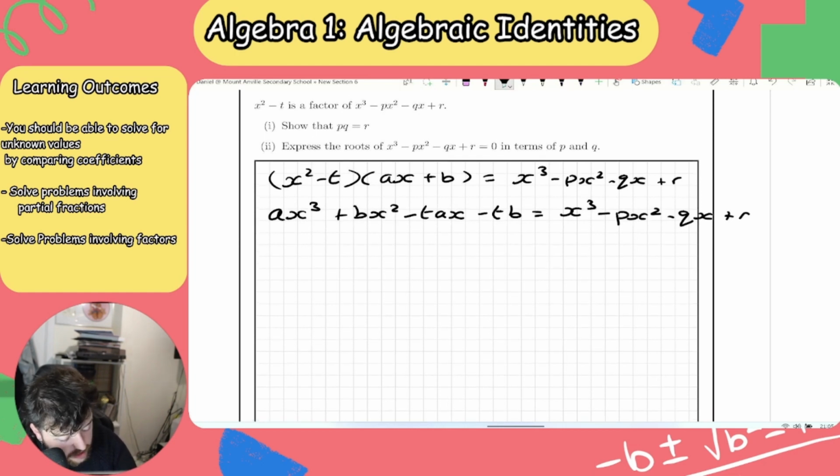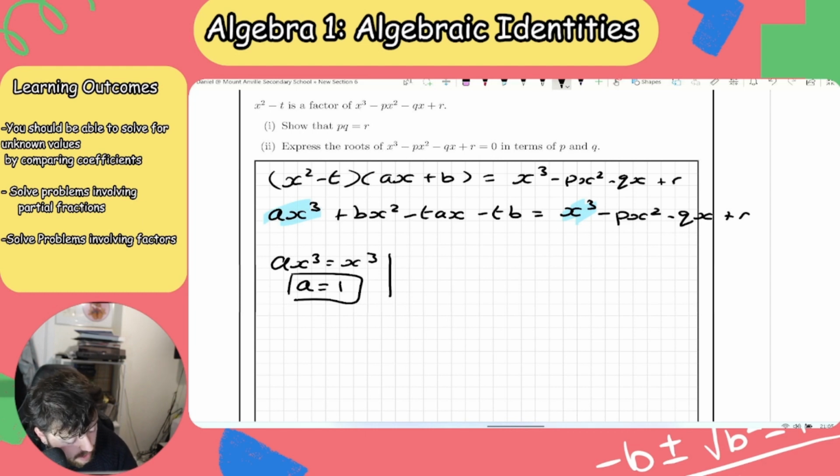Now equate coefficients. So ax cubed, x cubed. So ax cubed equals x cubed, so a is going to equal 1. Okay, that might help me in a minute.